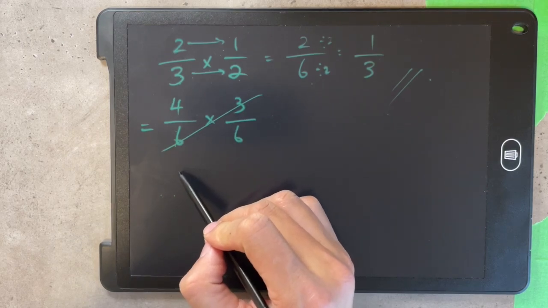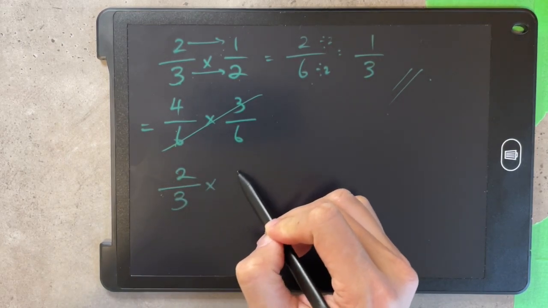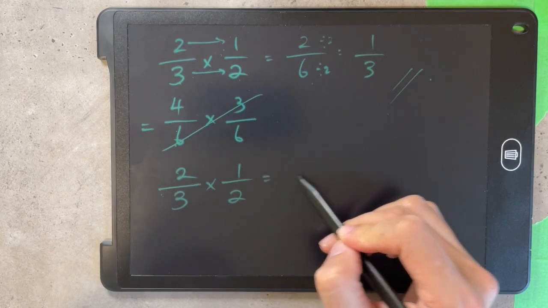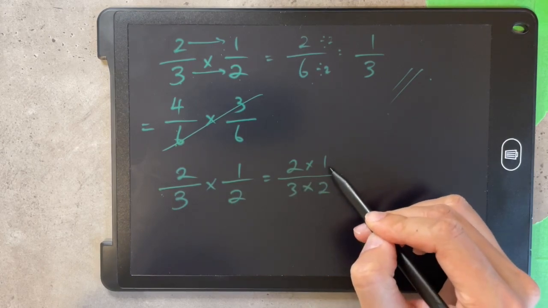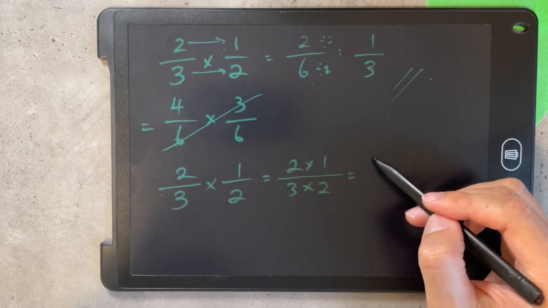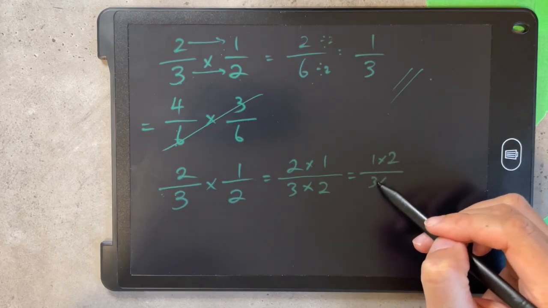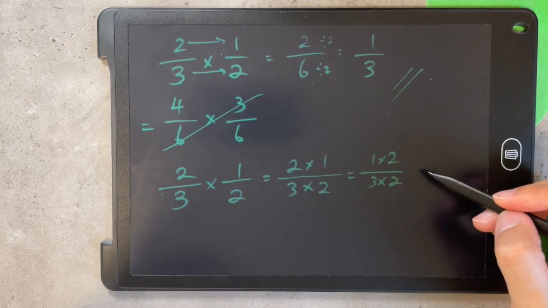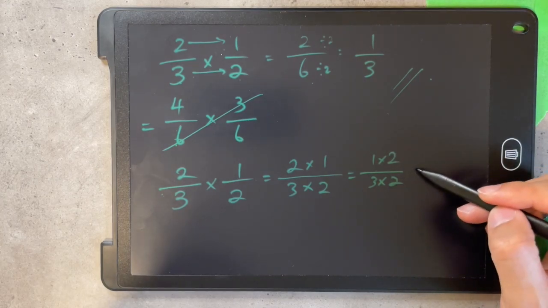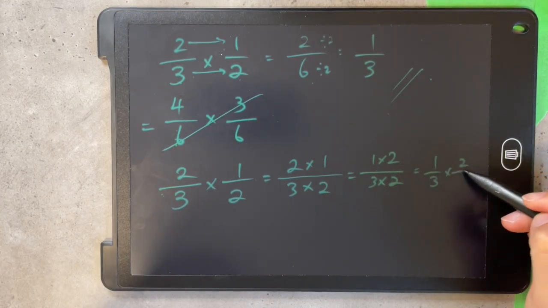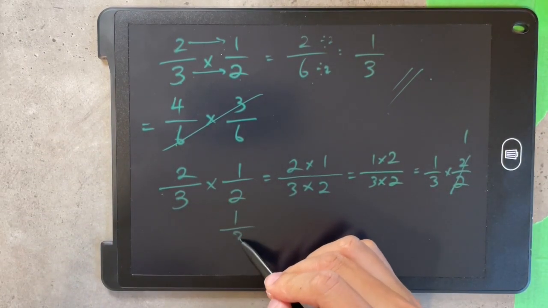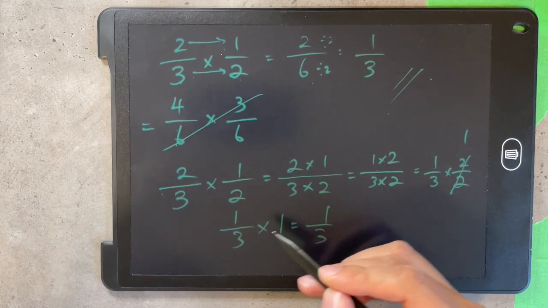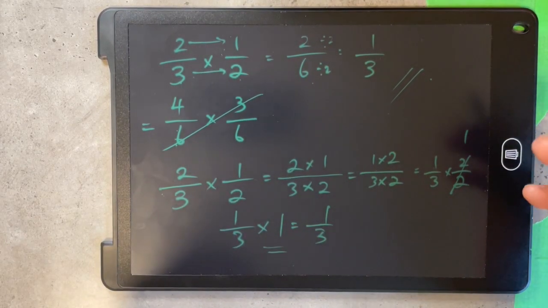Now the simpler way to do this would be to simplify beforehand. Now I'll show you. This is the same as 2 times 1 over 3 times 2, and you see this would be the same as 1 times 2 over 3 times 2, right? And if I really wanted to, I can break that up again. I get 1 over 3 times 2 over 2, and that is just equal to 1 because I have 2 wholes. Out of 2 wholes, I get 1 whole. So I have 1/3 times 1 equals 1/3, and anything times 1 is itself.